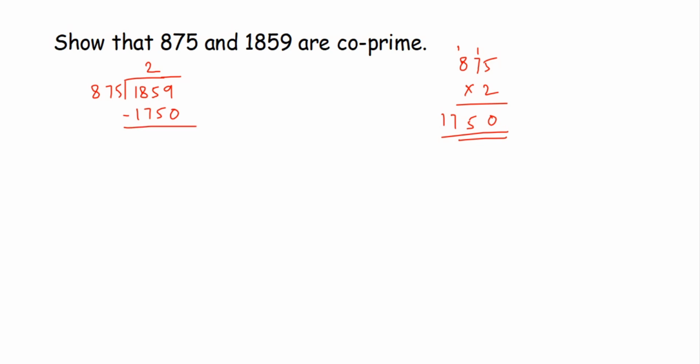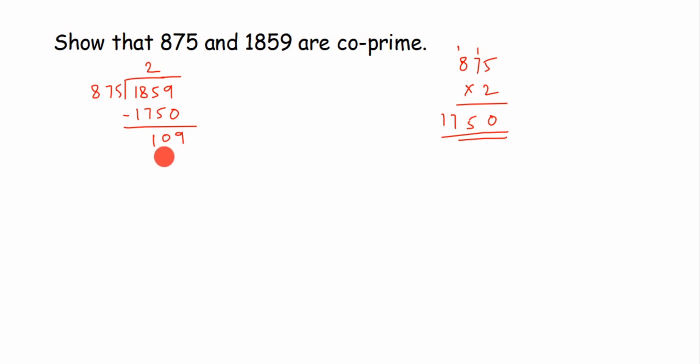Now subtract this. 9 minus 0 is 9. 5 minus 5 is 0. 8 minus 7 is 1 and 1 minus 1 is 0. So we can ignore that 0 there. We got 109 as a remainder. Now here again the divisor and dividend will change. We'll stop here. In the next step, the divisor will be the remainder.